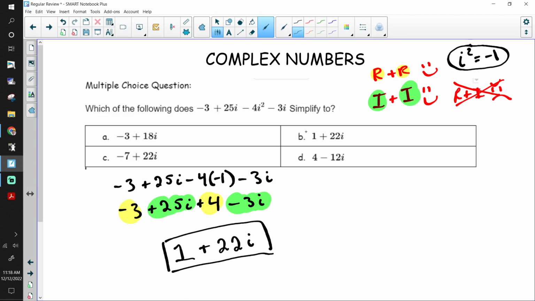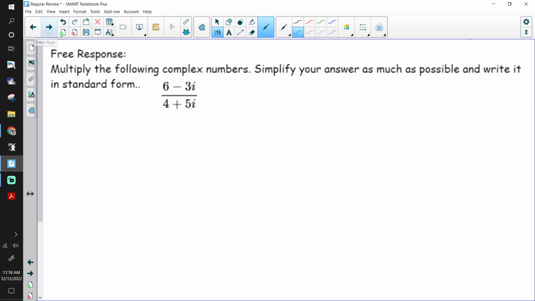This right here is B. That is our answer. Okay. Reals can be added, imaginaries can be added. Never add real and imaginary. i squared is -1. Remember those facts and you'll do just fine. Your second is a dividing problem. Okay, so you are simplifying and you are never, ever, ever allowed to have i in the denominator.